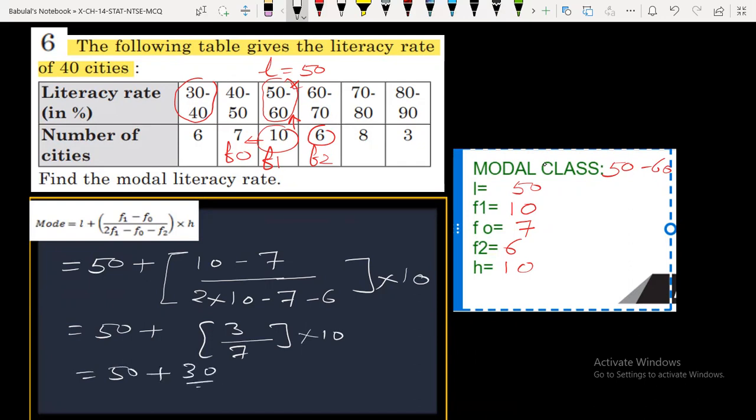Please divide yourself. What is the answer here? Please get the answer, divide properly. Yes, this is 50 plus 30 divided by 7, that is approximately 4.29. So the answer is 54.29. So the mode of the given data is 54.29. This is the answer of this question, students.